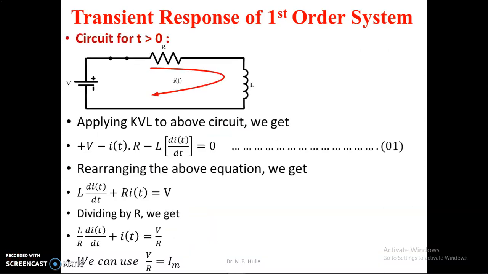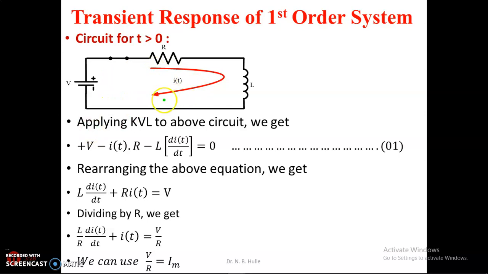Now I will come to the next part of the analysis, which is circuit analysis for t greater than 0. And we are interested in this part, and this part is known as the transient response of the system. In this case, this RL circuit is the first order system. That's why we are trying to analyze the transient response of the first order system. Now first we will apply the KVL to this case.